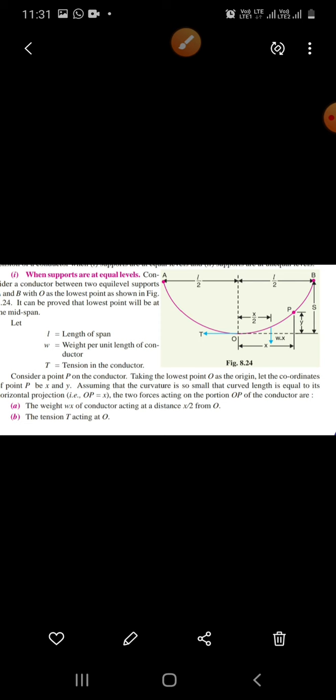The two forces acting on the portion OP of the conductor are the weight Wx of the conductor acting at a distance x by 2 from O, and the tension T acting at O. Now equating the moments of the two forces about point O, we can write Ty as Wx into x by 2. Again we can write y as Wx square by 2T.